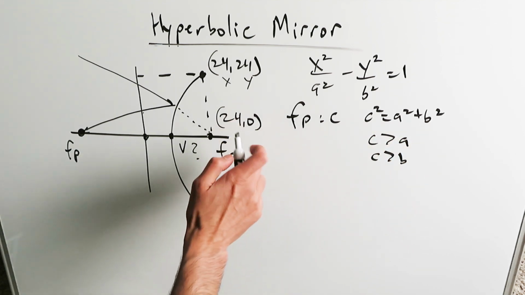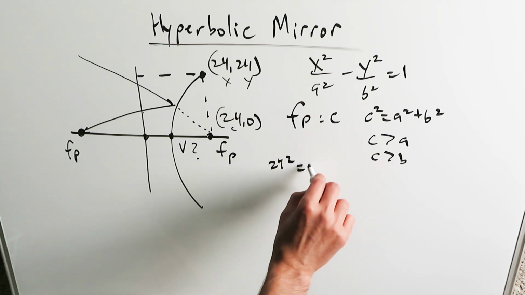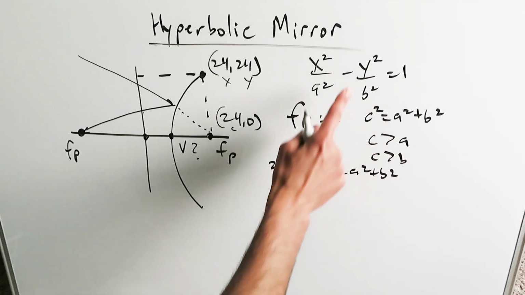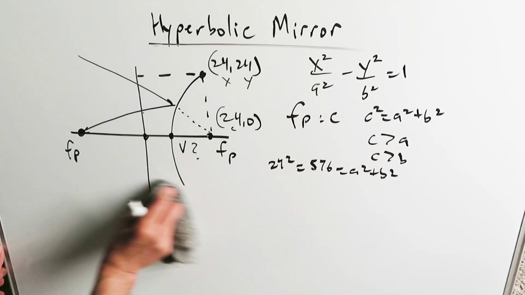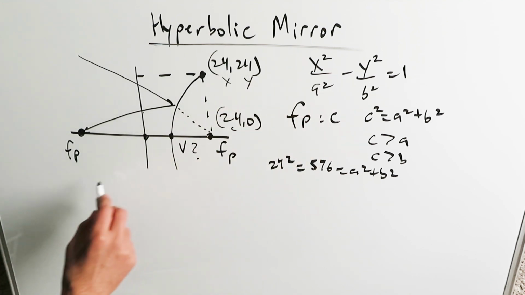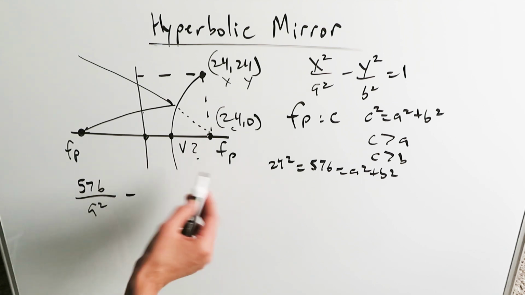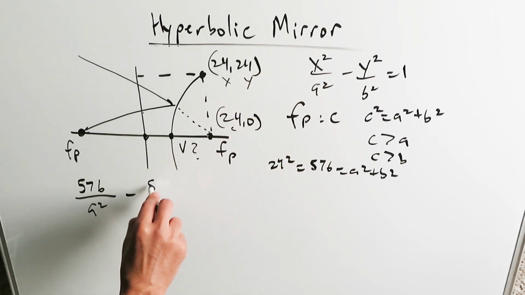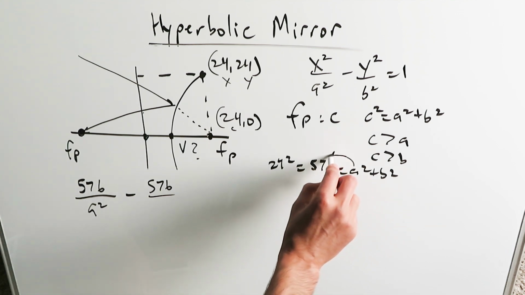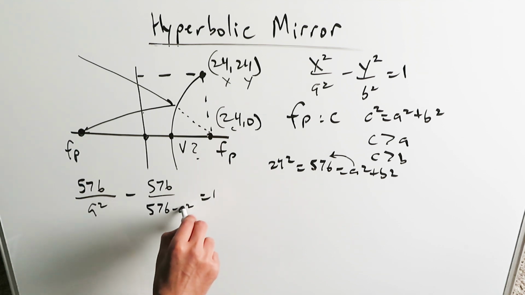If the focal point is (24, 0), this right here is my c value. I know 24 squared, which is 576, is equal to a squared plus b squared. Let's bring this equation and work with it. I have an x value and a y value. x squared over a squared: I have 576 divided by a squared, minus y squared, which is 24 squared, 576 over b squared. If I solve for this in terms of b squared, I push the a squared on the other side. I have 576 minus a squared. All of this is equal to 1.